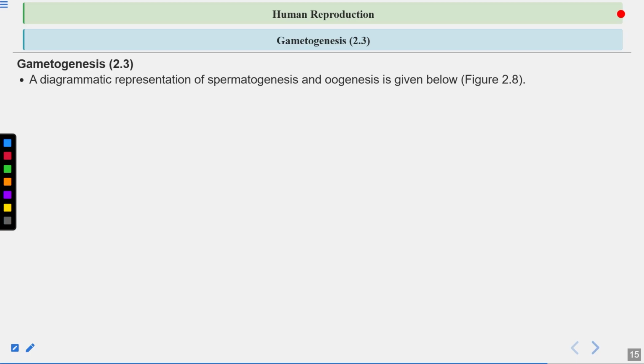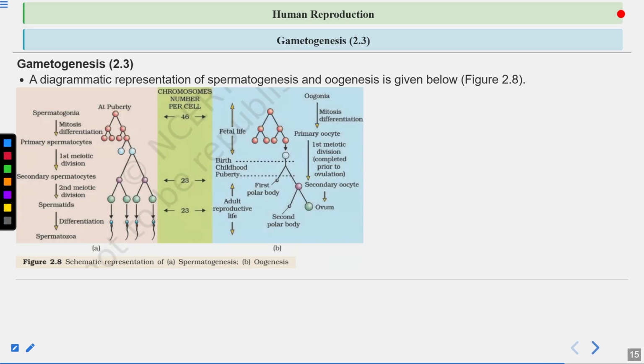Now this is a diagrammatic representation of spermatogenesis and oogenesis. We have already discussed this. What you should remember in this schematic representation is the number of chromosomes present in these cells. Spermatogenesis is quite simple. Spermatogonia, which are diploid, give rise to primary spermatocytes. A primary spermatocyte gives rise to 2 secondary spermatocytes, and then finally 4 spermatids are found. Spermatids differentiate into spermatozoa. This process is known as spermiogenesis.